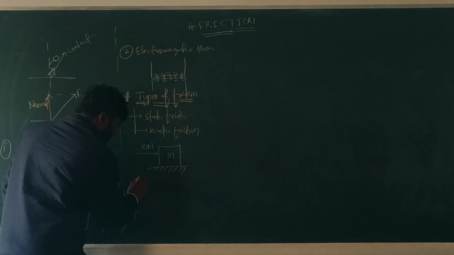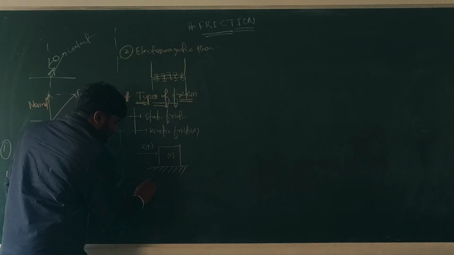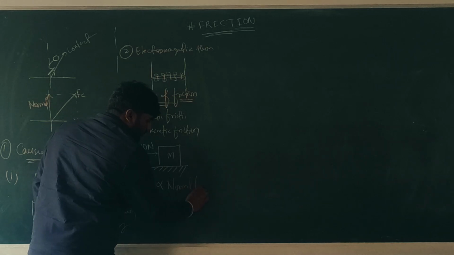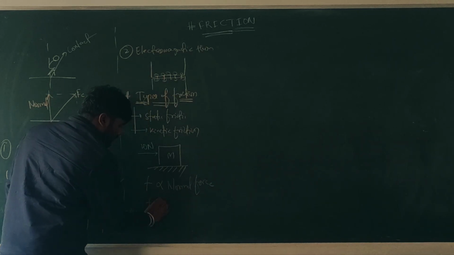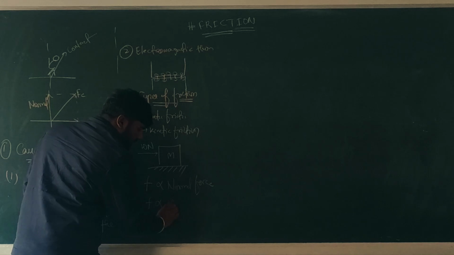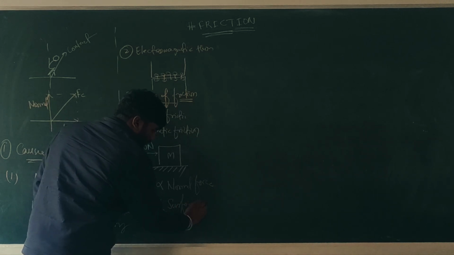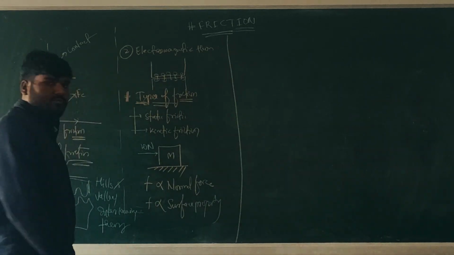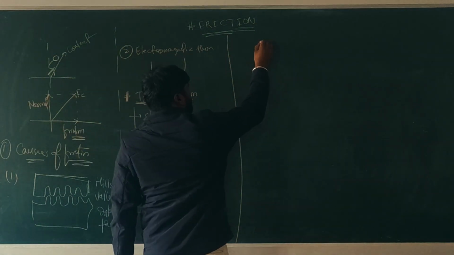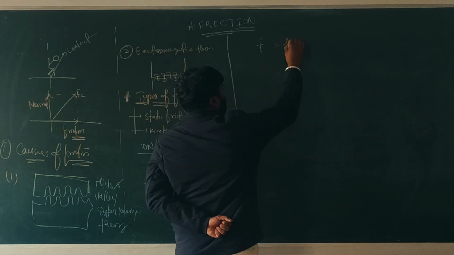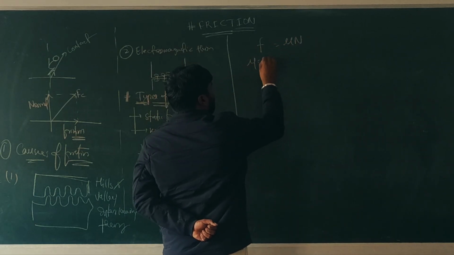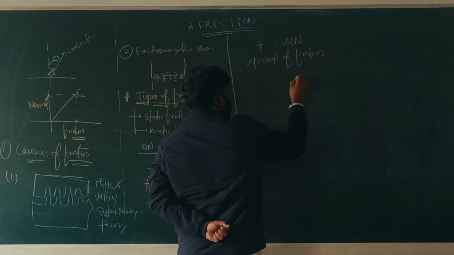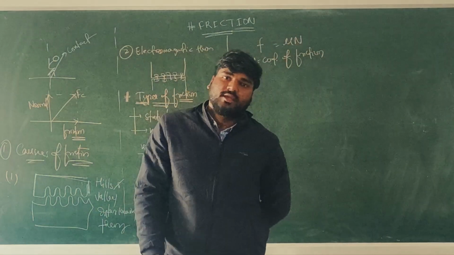So we have seen from experiments, right? This force of friction is directly proportional to the normal force applied, and is also proportional to the surface property. And from this, we have derived the formula for friction. This is equal to mu into N, where mu is your coefficient of friction and N is your normal force to the surface. Okay.